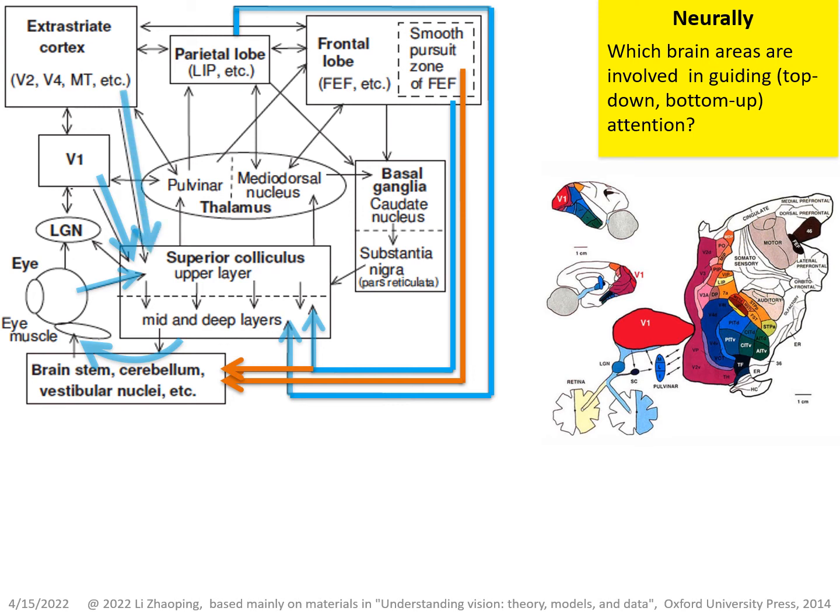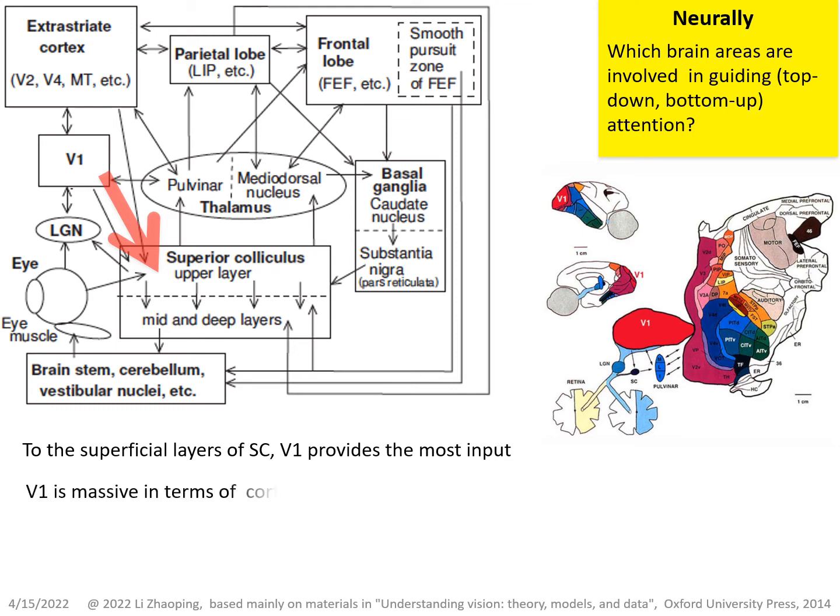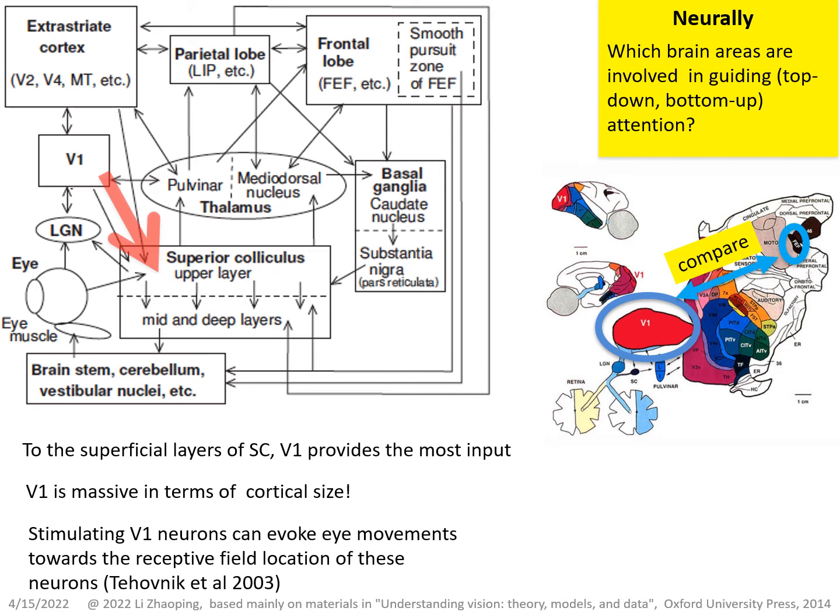Inputs to the superior colliculus also come from visual cortices beyond V1. However, in monkeys, V1 is the major source of inputs to the superficial layers of the superior colliculus. We also notice that V1 is massive in its size, much larger than the frontal eye field, so it is likely to play a role in guiding attention. If a V1 neuron is stimulated, an eye movement can be evoked to the receptive field location of this neuron. This is presumably by this route of action.